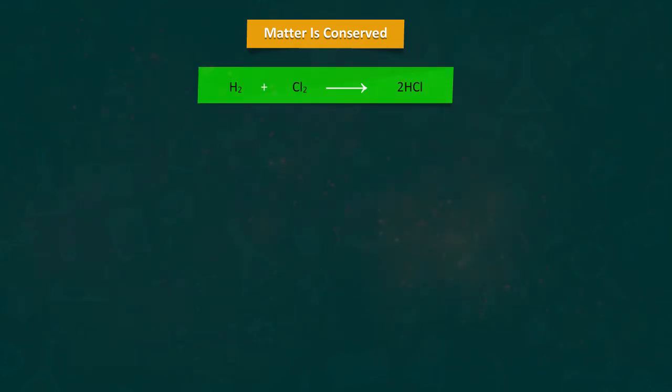Matter is conserved, which means it can neither be created nor destroyed. Hydrogen reacts with chlorine to form hydrogen chloride.